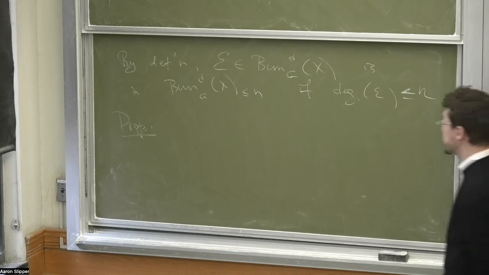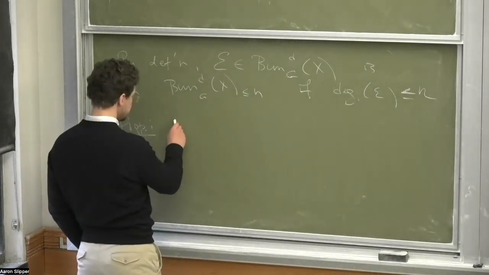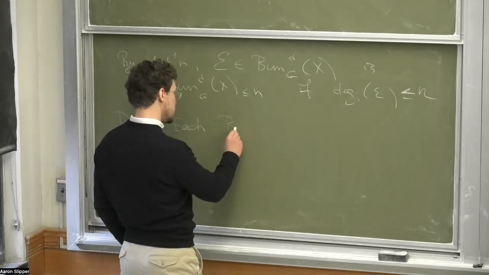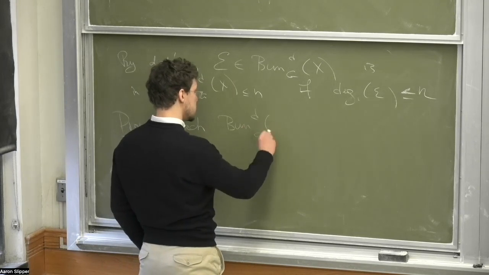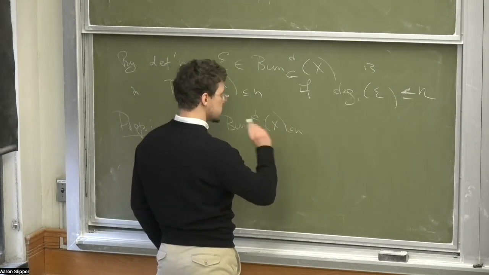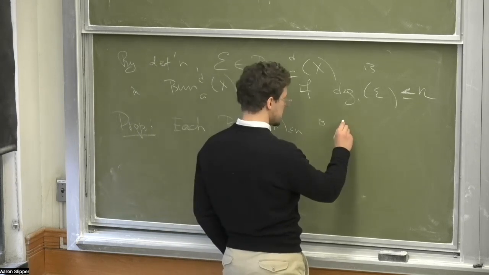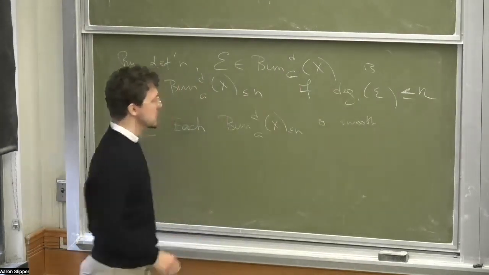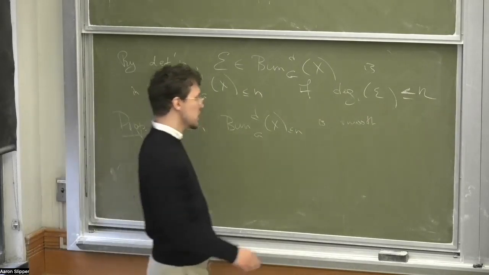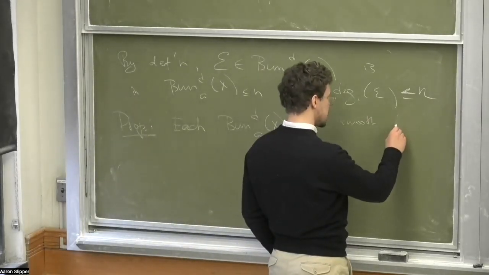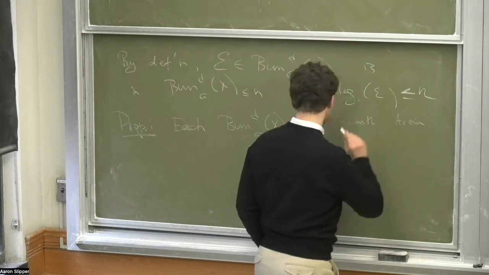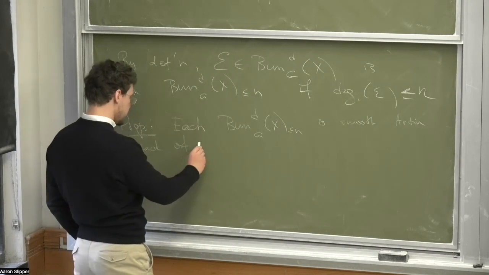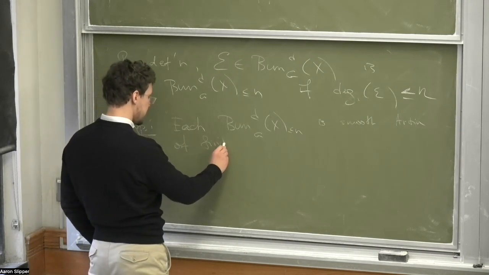Yeah, so each boundary that's equal to n is smooth. That's clear because they are an open subset of BunG. Smooth Artin stack of finite type.